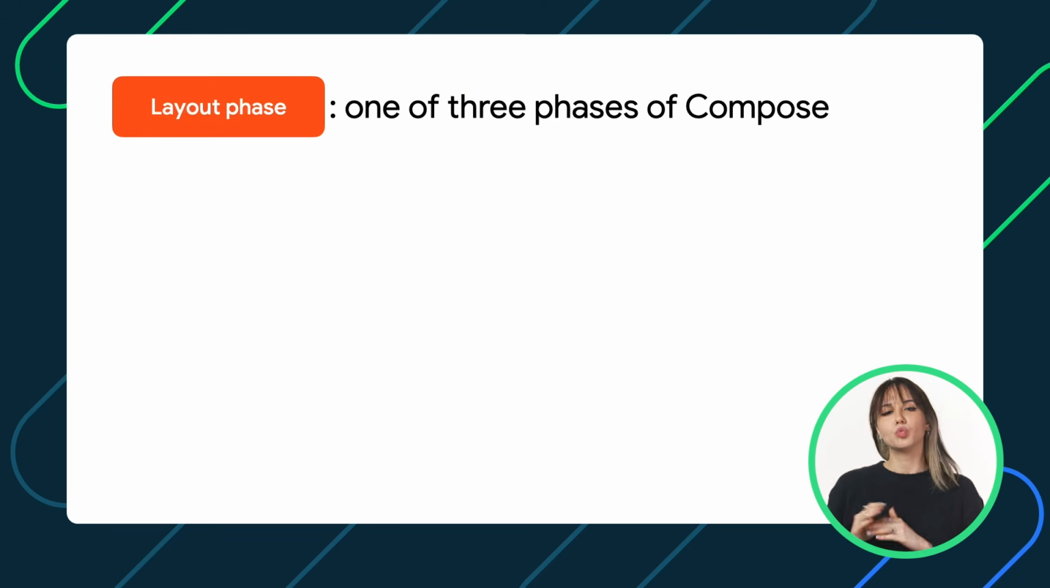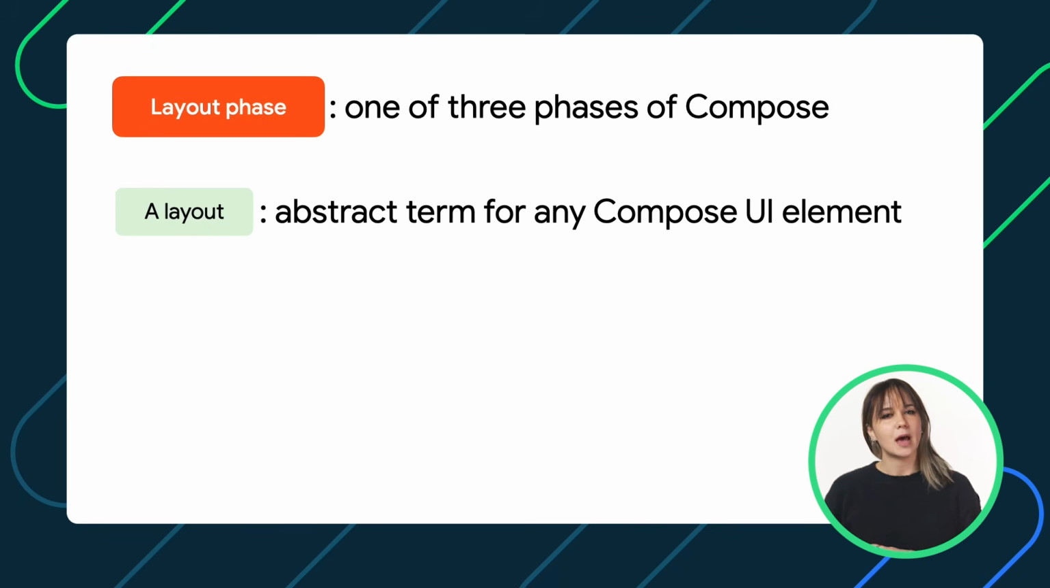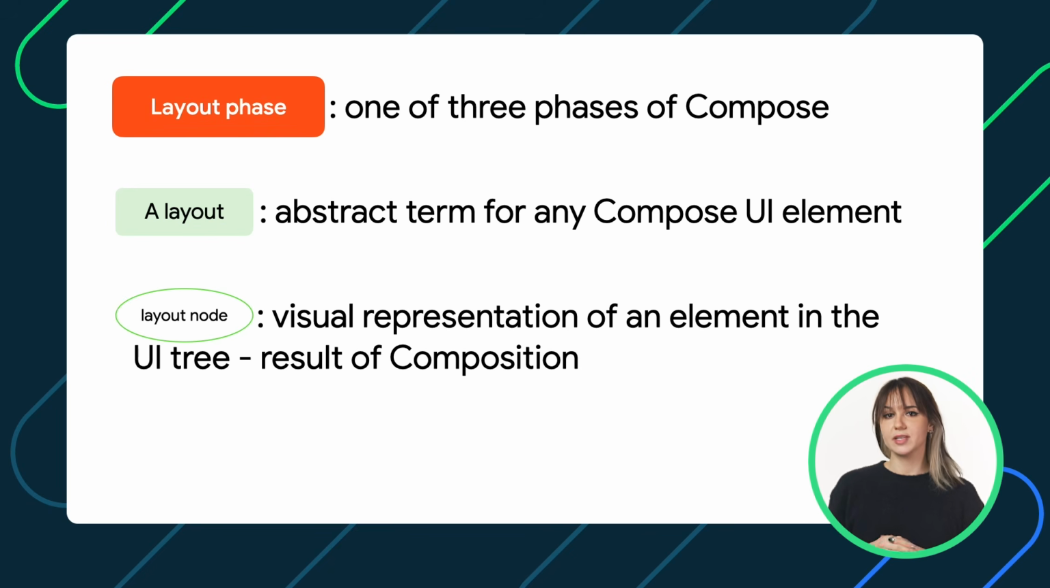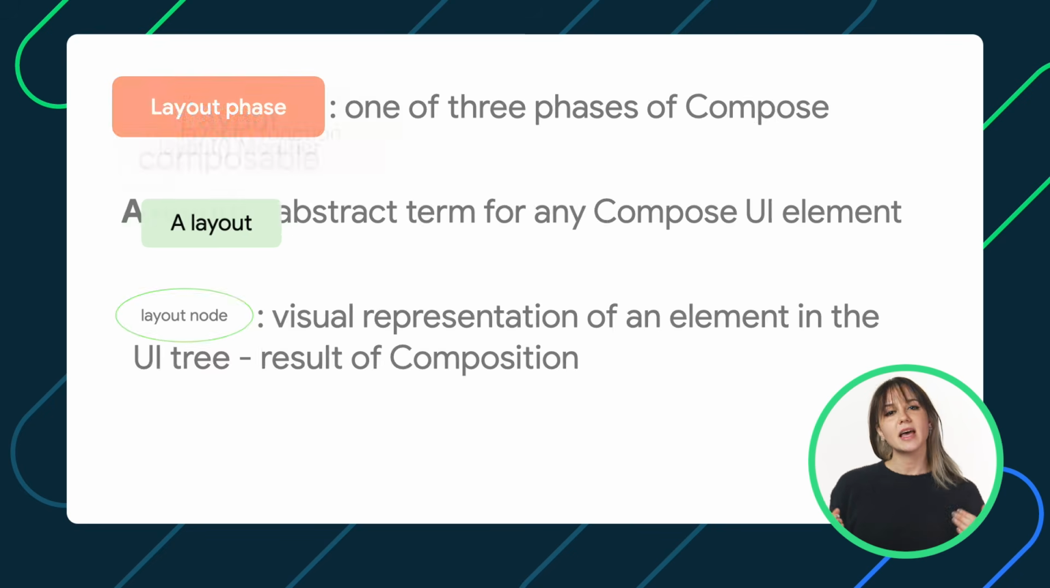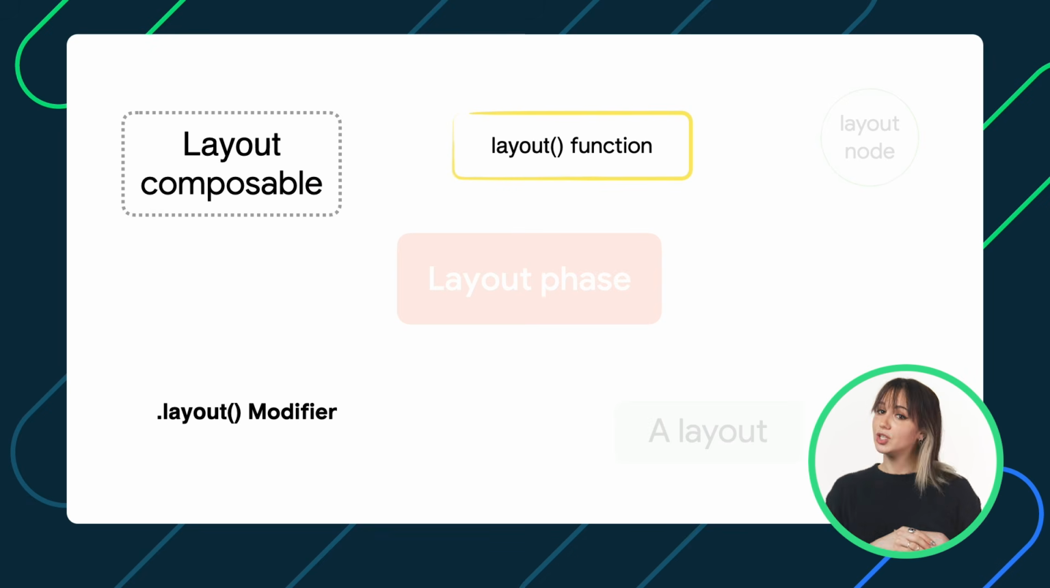Layout phase, one of three phases of Compose where element sizing and positioning is defined. A layout, an abstract term used to quickly define any UI element in Compose. A layout node, a visual representation of one element in the UI tree, created as a result of the composition phase. In this episode, we'll also get to learn a few additional meanings to complete the whole layout circle.